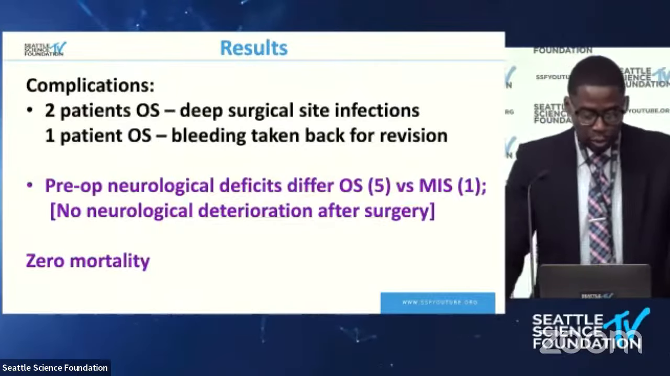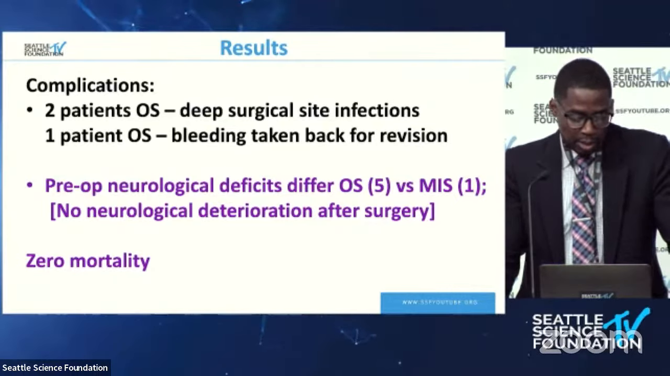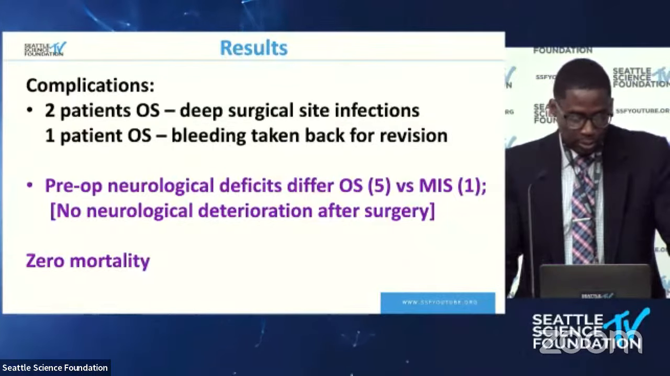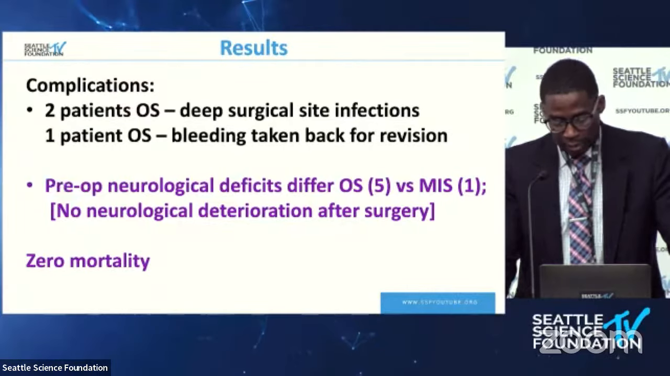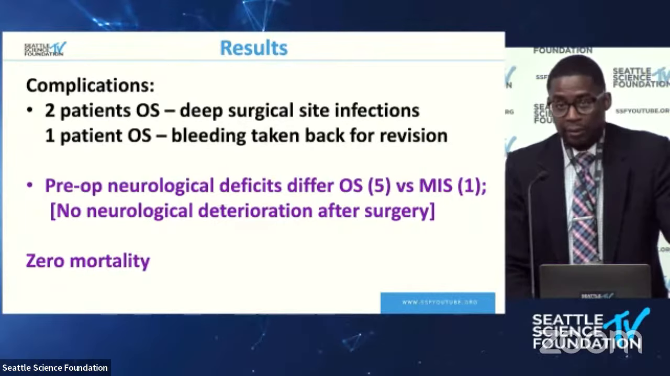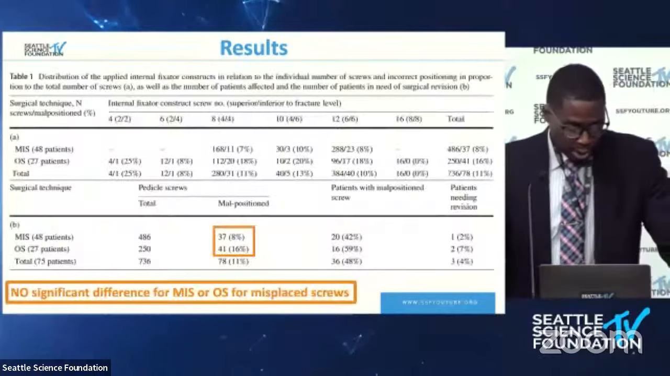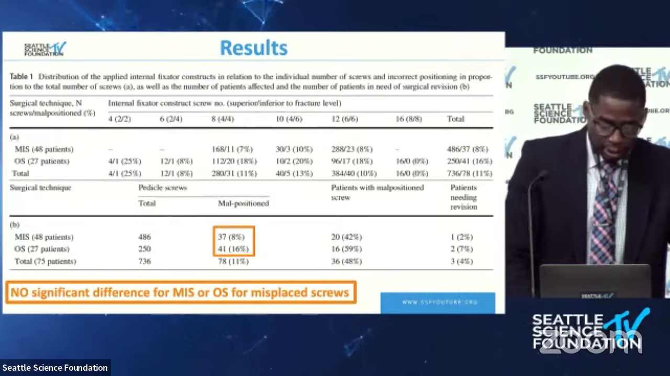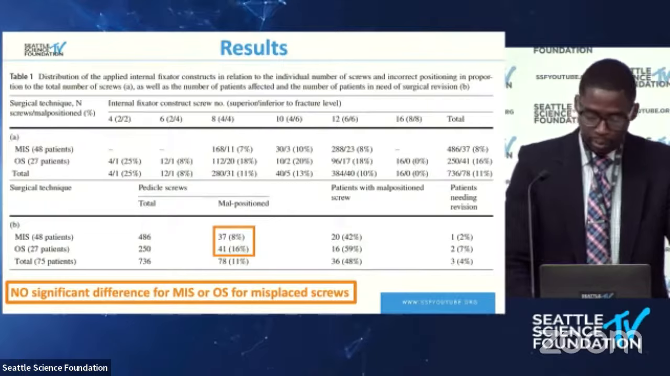So complications, 2 patients had deep surgical site infections in the open surgical group. 1 patient had to be taken back for bleeding complications in the open surgery group for revision. All patients that had any preoperative neurodeficits, whether it was open or MIS, did not have any further neurological deterioration after surgery. There were no mortalities in either group. And again, there was no significant difference with respect to misplaced screws. However, they did note, again, a higher amount of malpositioned screws in the open surgical group.